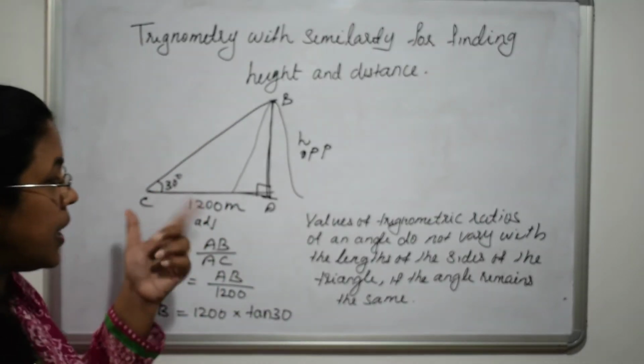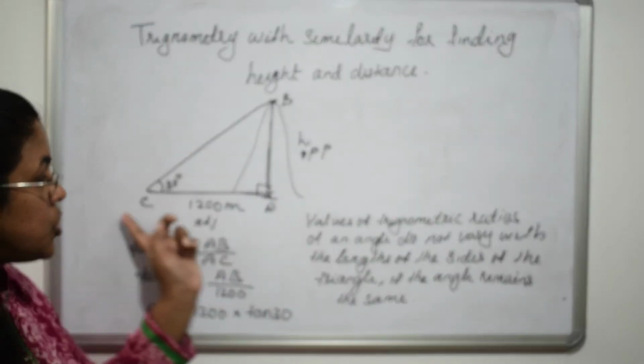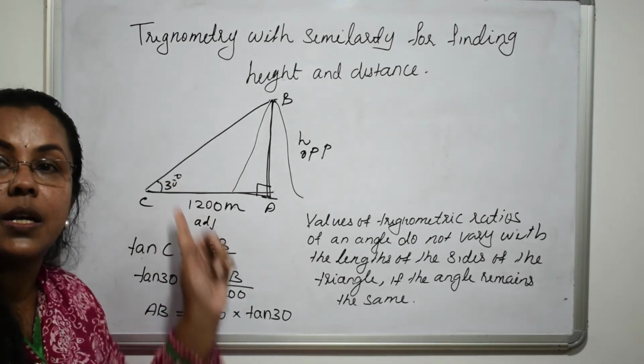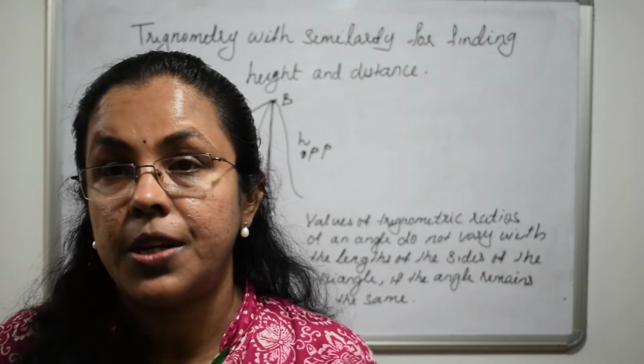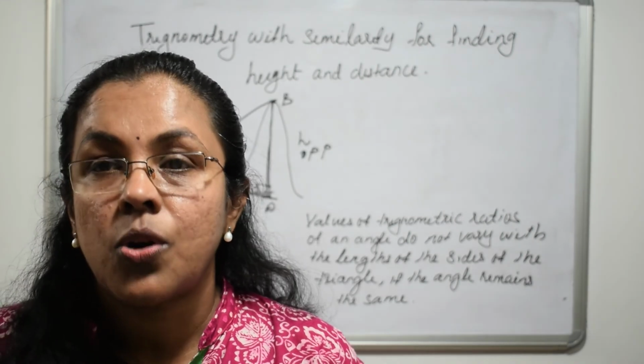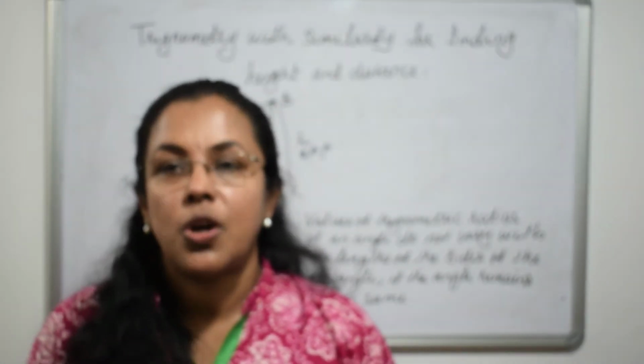If one acute angle and one side are known, then we can relate the ratio of the sides with the acute angle and calculate the height of the mountains, width of the river, and so on with the help of trigonometry.